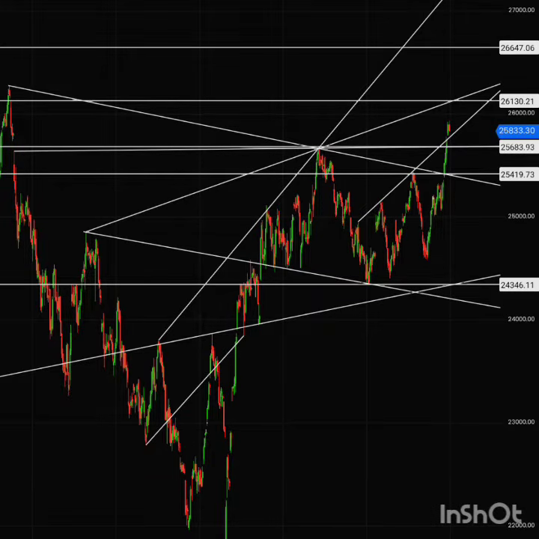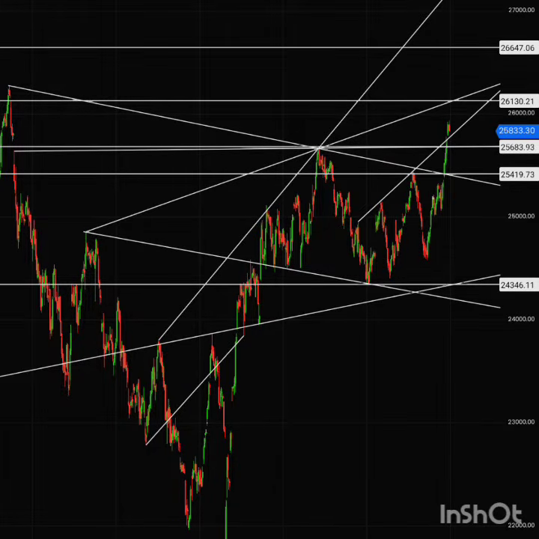And now you see, this was one of the breakouts. Nifty mostly follows these double top breakouts. So here we got a breakout of the previous breakout level around the 25,680 range. This will also act as a support in the coming days.